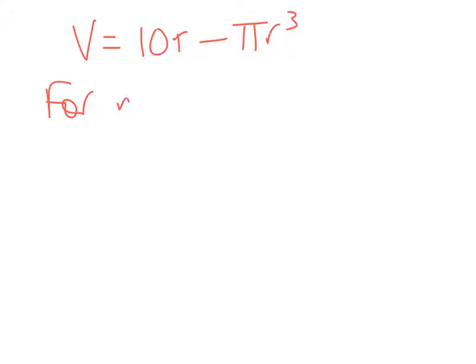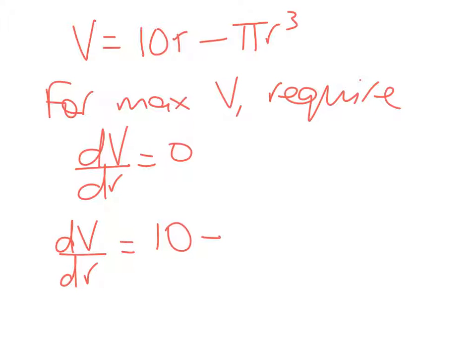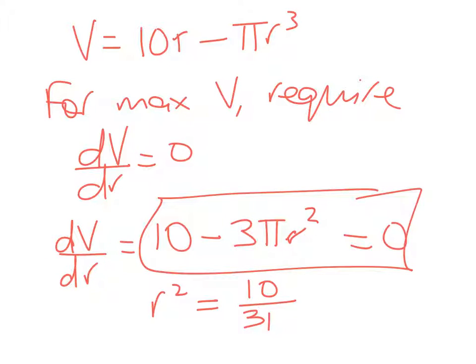So for a maximum volume, we require the first derivative with respect to r to be equal to 0. So dV/dr is equal to 10 minus 3 pi r squared. We need that to be equal to 0. So we're going to solve this. We'll get r squared is equal to 10 over 3 pi. So the radius is going to equal plus or minus the square root of 10 over 3 pi.